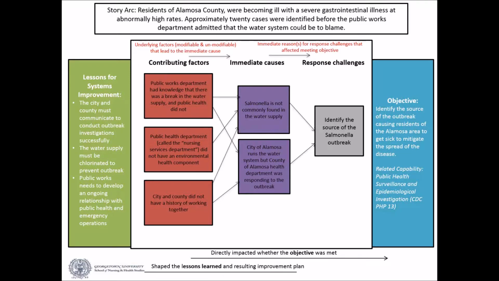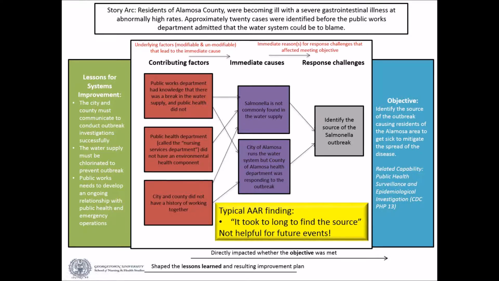Public Works needs to develop an ongoing relationship with public health and emergency operations at the county level. These are the root causes, the contributing factors, and some of the things that we think can be done to address it. Again, we're trying to get around what may be typical in after-action reports. It took too long to find the source, and get at some of the root causes that can be addressed to improve the response in the future.